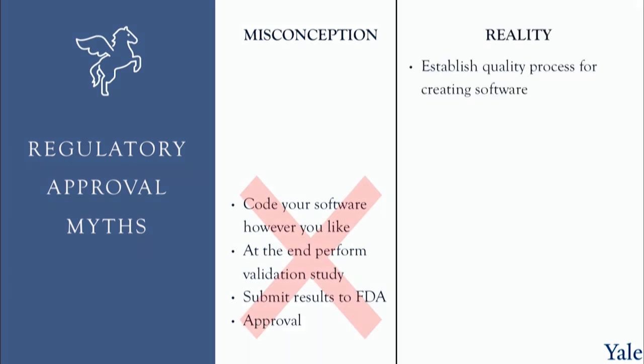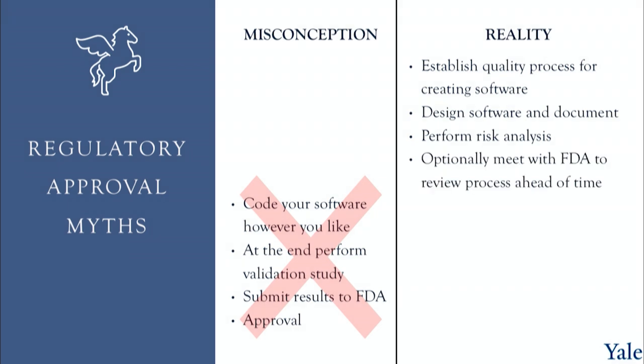You establish a quality process for creating software. So your organization has a set of rules, standard operating procedures. We now have a quality process in place. We design the software, and we document that design. We perform risk analysis to see what could go wrong and what changes need to happen to that design. We may optionally meet with the FDA to review the process ahead of time and to ask them questions. There's a process for doing that.